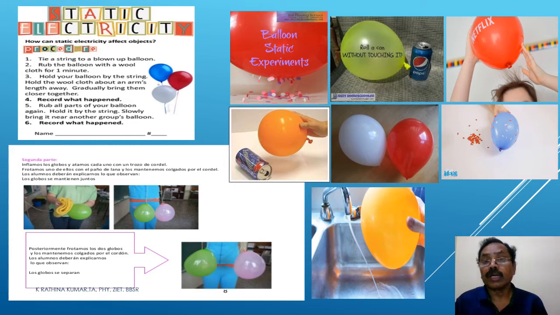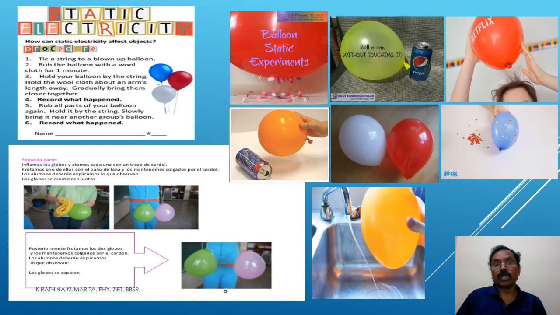Balloon roll without touching it. See in this diagram, the charged balloon is moving the tin, the cooling tin, it is moving. That is, if it is repelling, then it will be moving. When it is attracting, it will stick together. You can see in this diagram the small piece of paper attracting or sticking, and the water is being repelled. So these are some of the effects of charged bodies on other bodies.